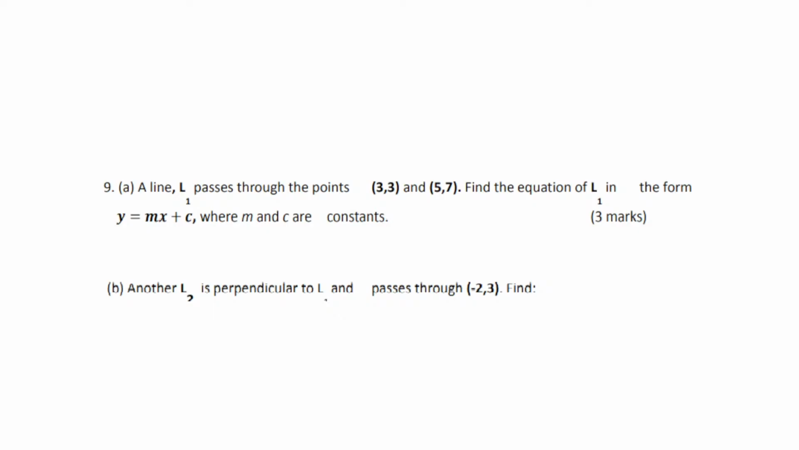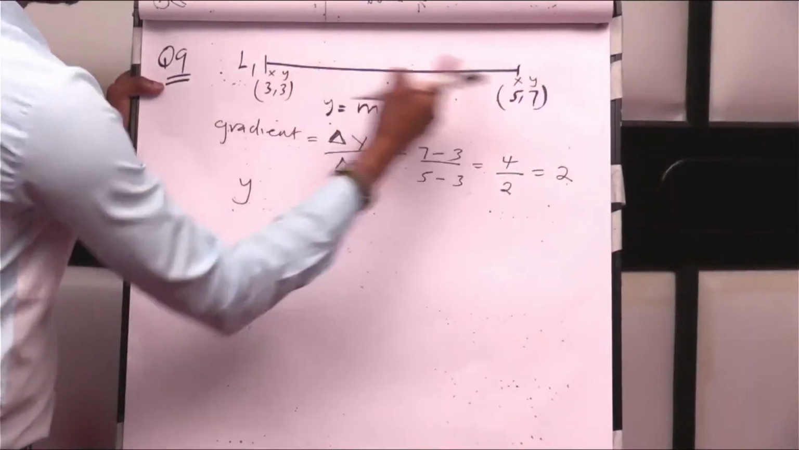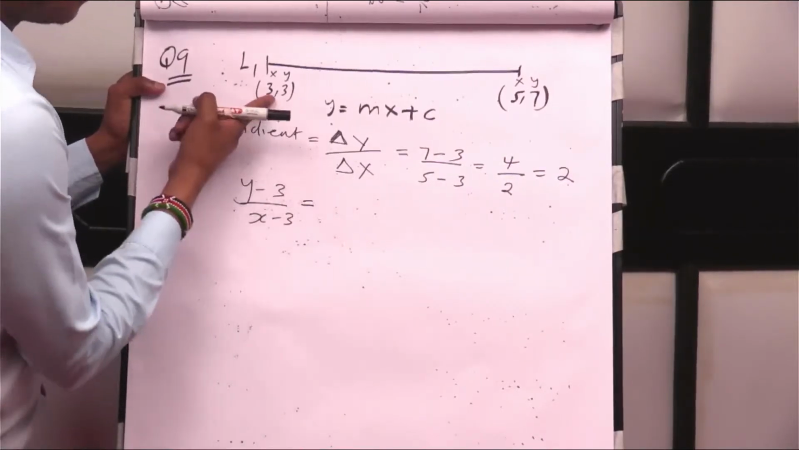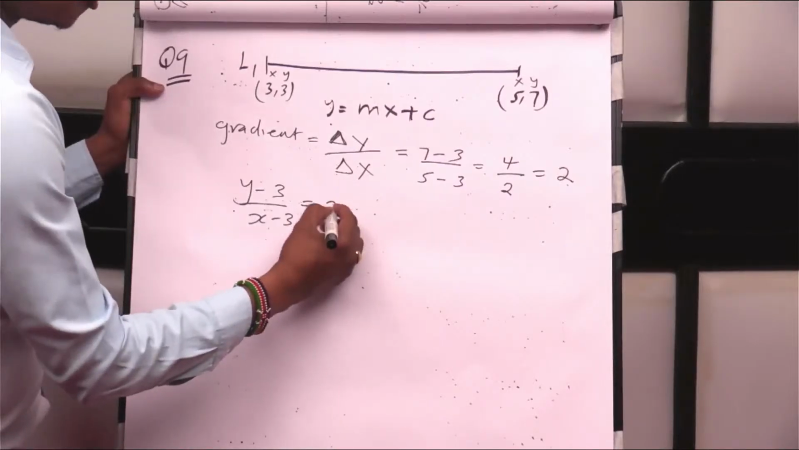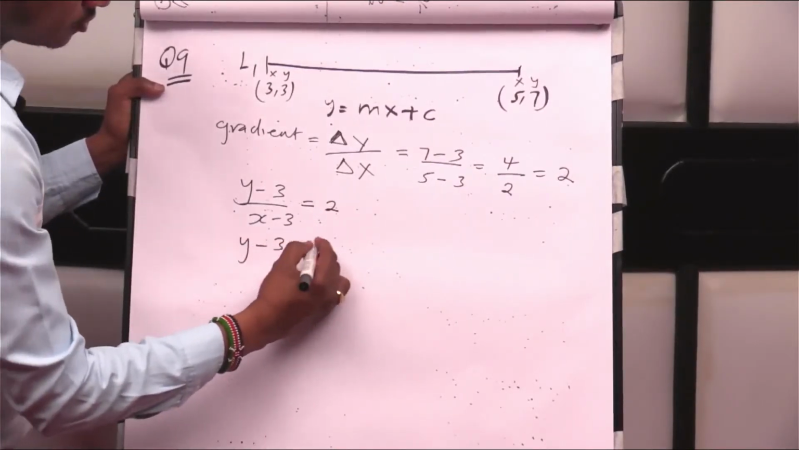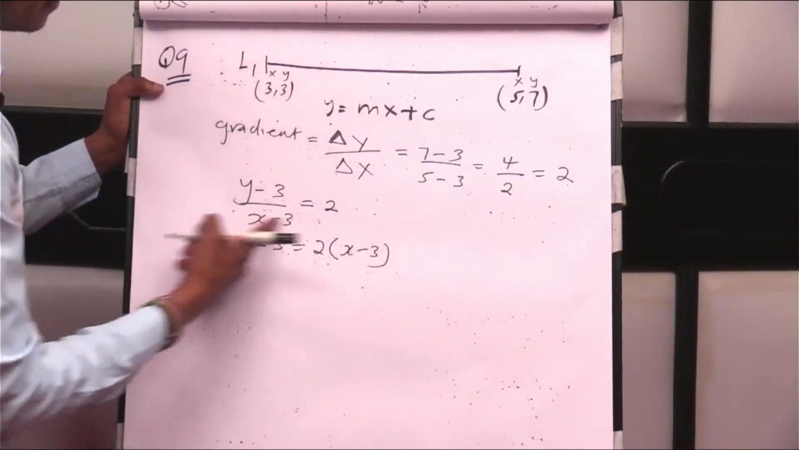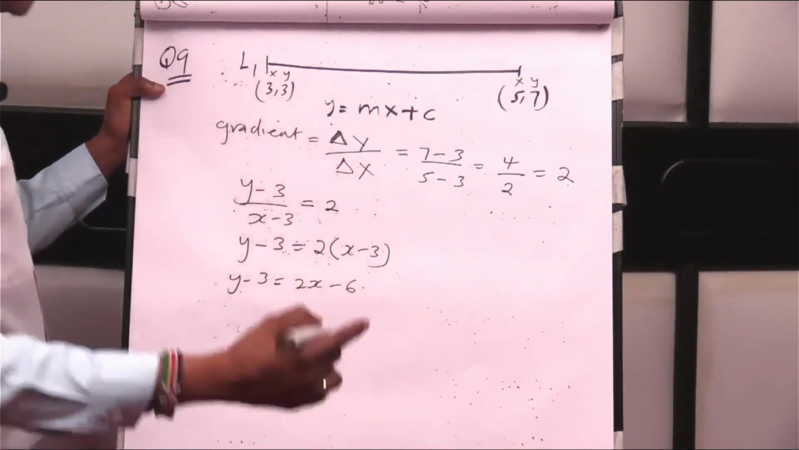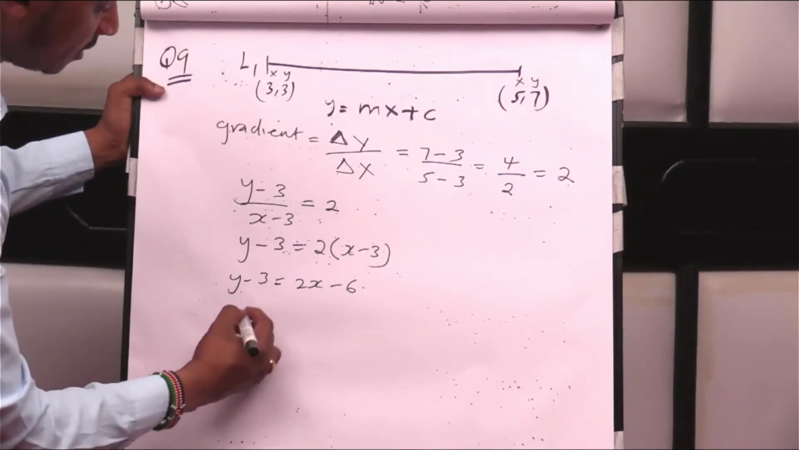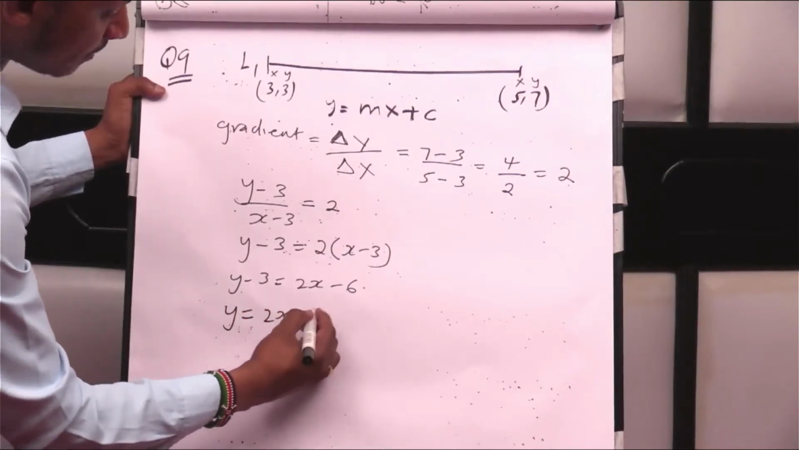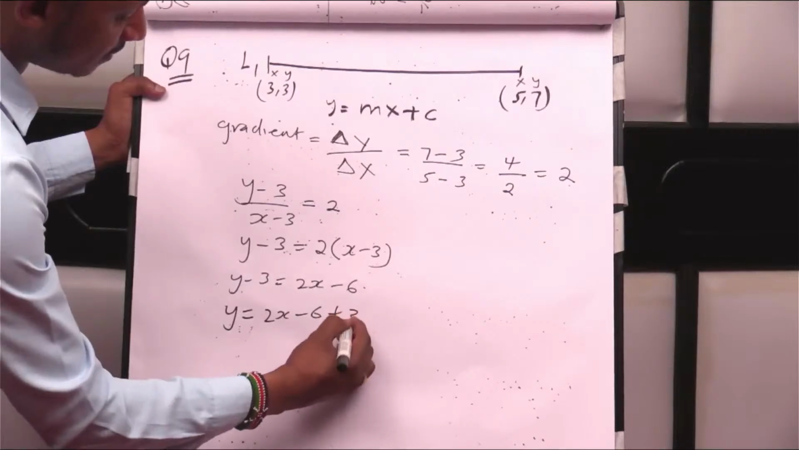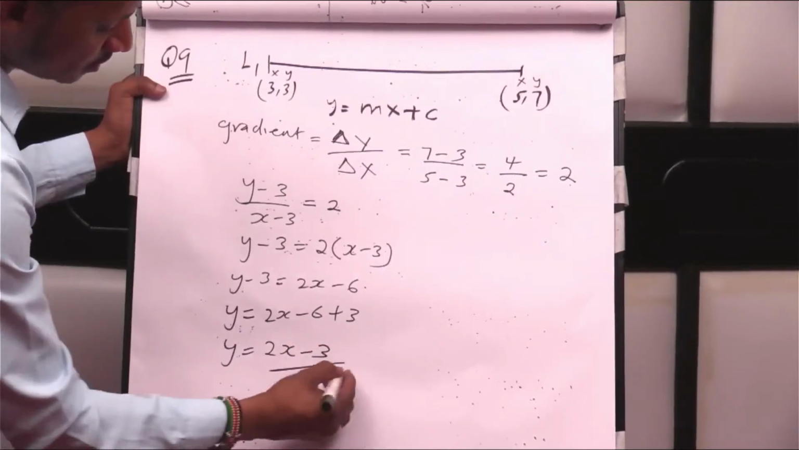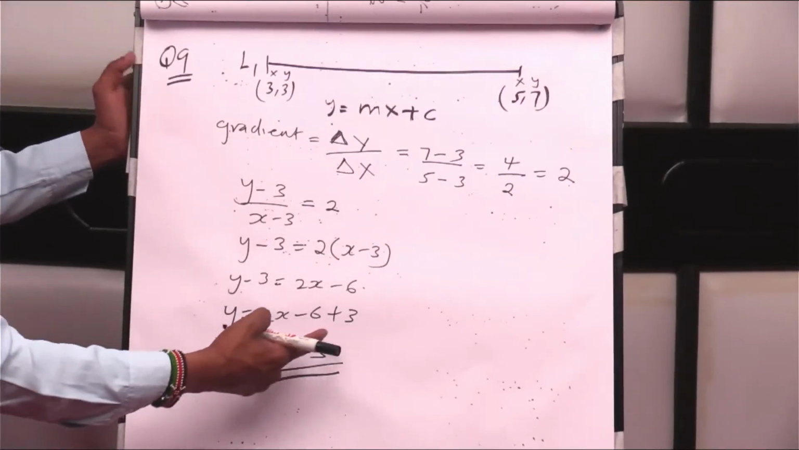If this is the gradient, for the equation of a line you can use either point. You will get the equation of a line, y minus 3 over x minus 3. I have decided to use this first point, equals 2. Therefore, y minus 3 equals 2 into x minus 3. You open up this. So y minus 3 equals 2x minus 6, because we want to find it in the form y equals mx plus c. So y equals 2x minus 6, when minus 3 crosses the other side, becomes plus 3. So y equals 2x minus 6 plus 3 becomes minus 3. So this is in the form y equals mx plus c.